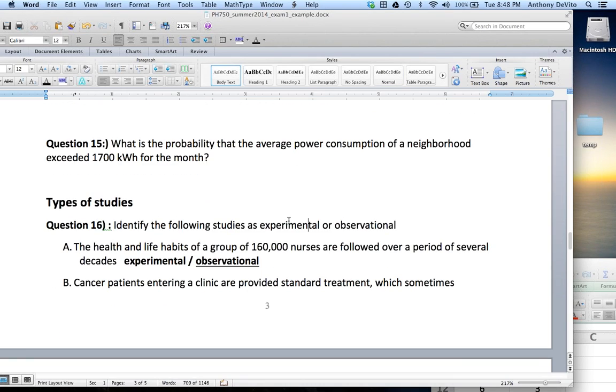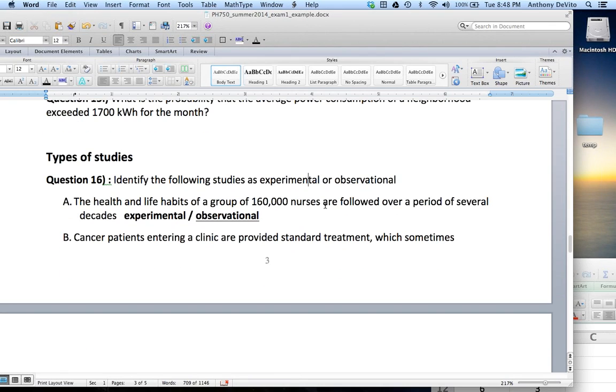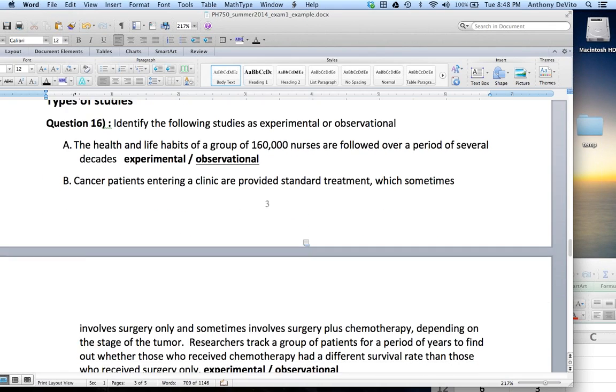Okay, but I'll try and get it so that there's a little bit clearer delineation between when you're working with a sample and a population. But you see what happened there. Okay, identify the following studies as experimental or observational.